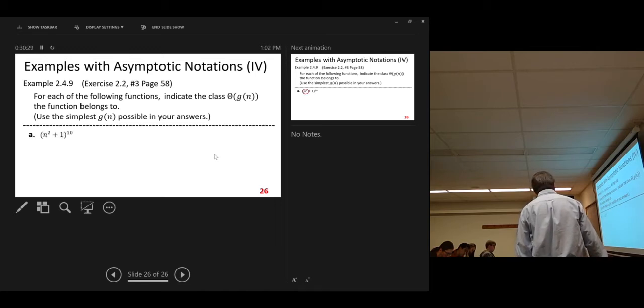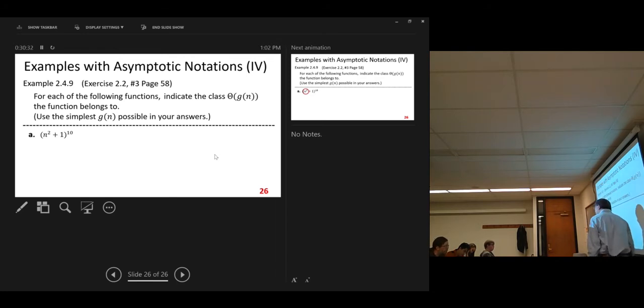A, this function belongs to big theta of some simplest g. Which g function do you think we should use here? For a question like this, still the dominant term. Plus 1 we can ignore. Let's take the dominant term, n squared to the 20th. 2 times 10, 20, not 10. Sorry, I need to correct it. It's wrong, so I will modify this slide.